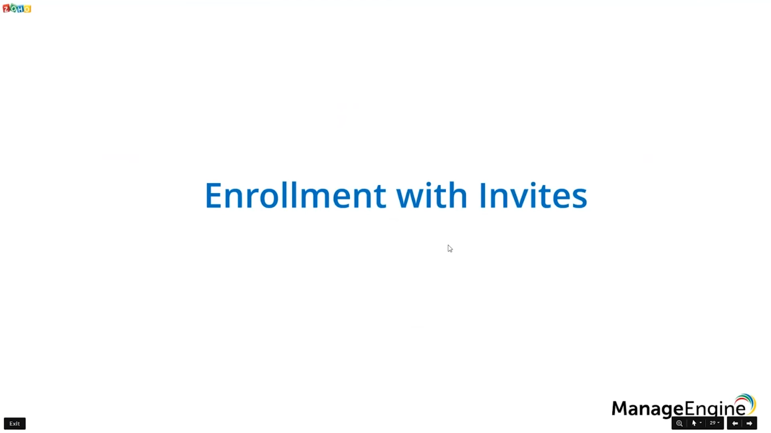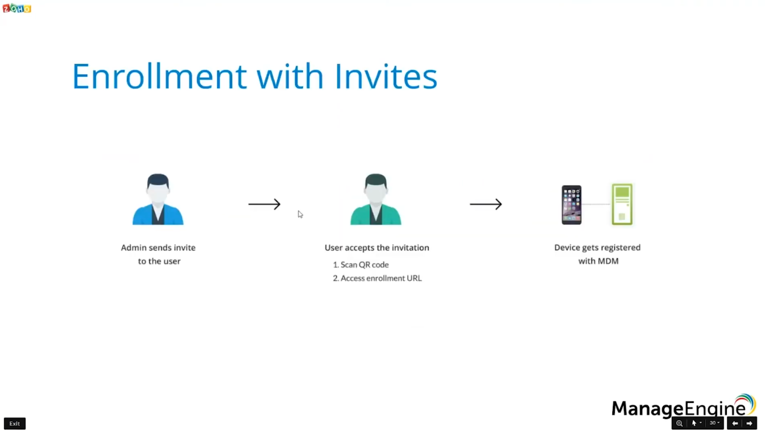And let me show you how you can onboard a device by sending out an invite first. There's a workflow. An admin can choose which user they want to send the invitation request to. They can target it to the user, and users can accept the invitation by clicking on the link or scanning a QR code, and the device gets registered within the portal. First, let me show you that.